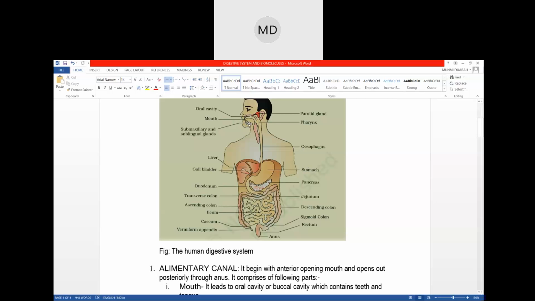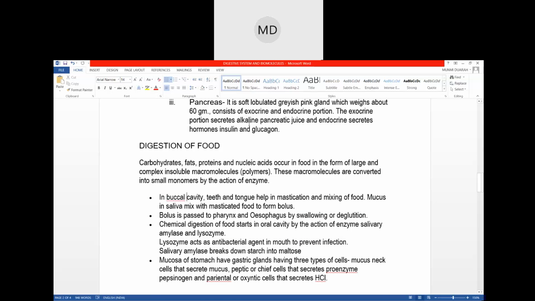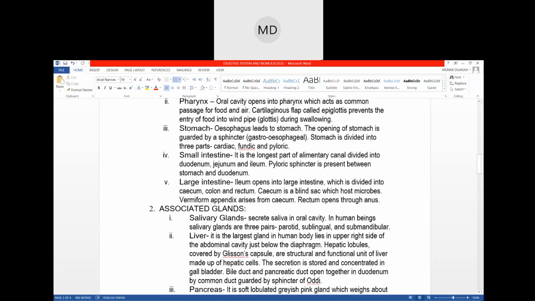The salivary glands are three pairs, right? Parotid, sublingual, and submandibular: two parotid glands, two sublingual, and two submandibular. If it is asked what are the pairs or types of salivary gland, then you have to write parotid, sublingual, and submandibular. The parotid position I showed, that bulge on the cheek. Inside your cheek there is a bulge, a protruding muscle. That is the place where the parotid gland is found. Then there are the sublingual and submandibular, which we will discuss later.